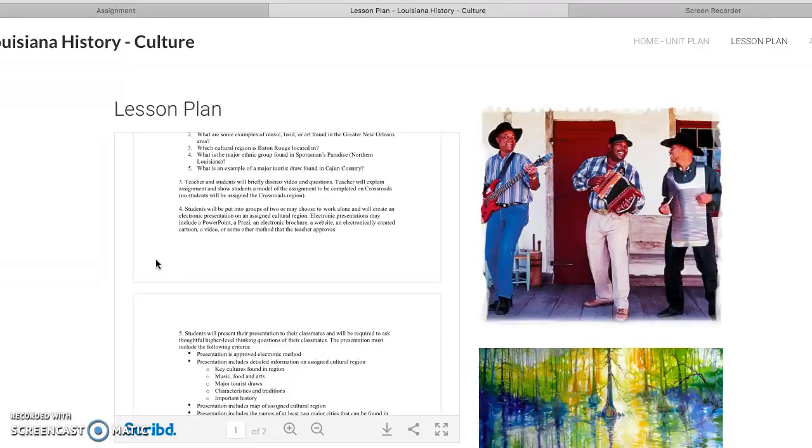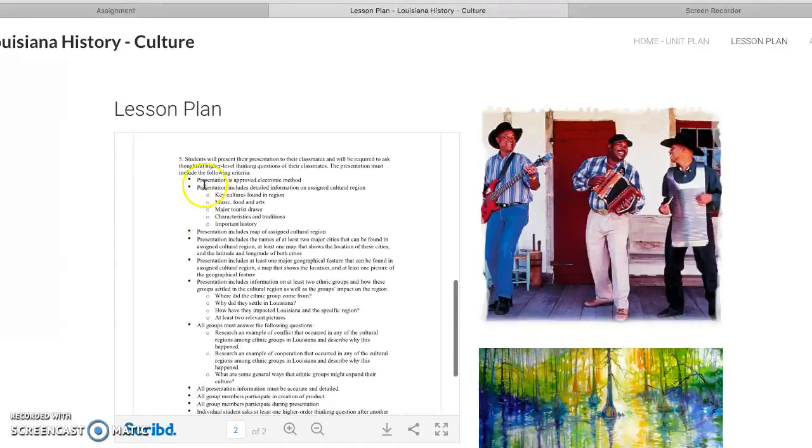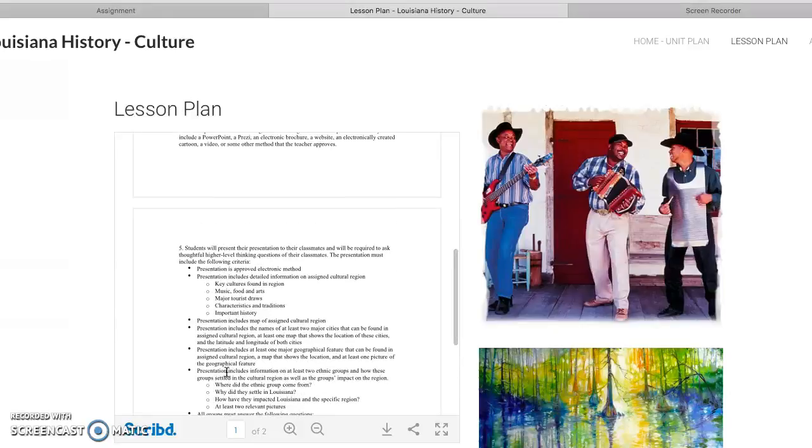So like I didn't know that you could create electronically created cartoons until I started working with some of these gifted kids, and they came up with some of these amazing cartoons. Or some of them like to do videos, or some of them like to do brochures, so it kind of gives them that differentiation and that choice in the matter. And then they're going to create a presentation with all these guidelines that I'll kind of go over in a second, and then they're going to have to present the presentations to their classmates. All right, so let's go look at the actual activity over here.